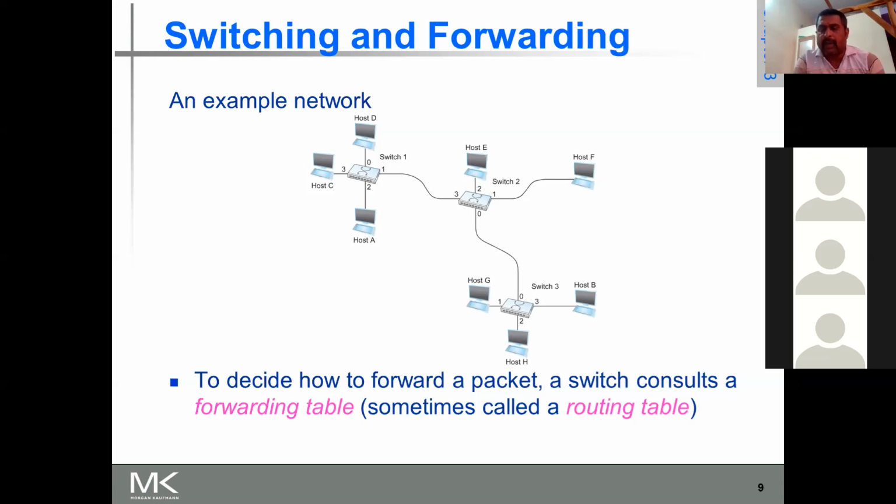So if you are preparing a particular network, you can decide where a switch or hub is needed and where a manageable switch, that is a router, is needed. Now, to decide how to forward a packet, a switch consults a forwarding table, that is a routing table.